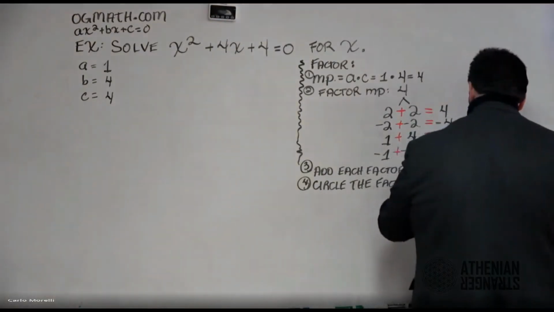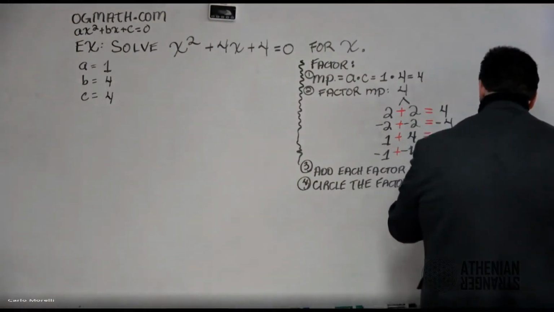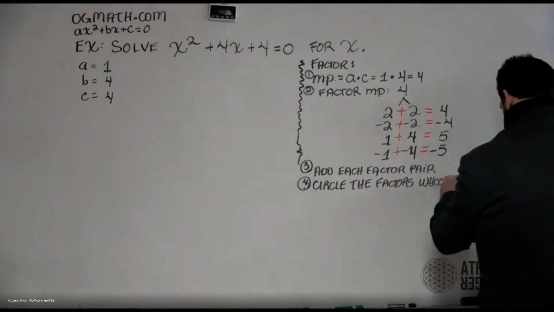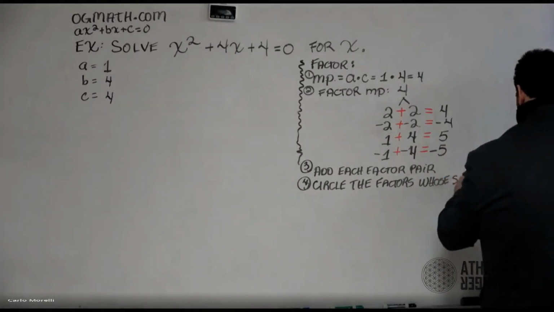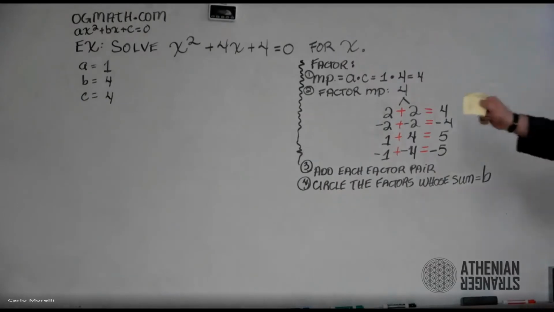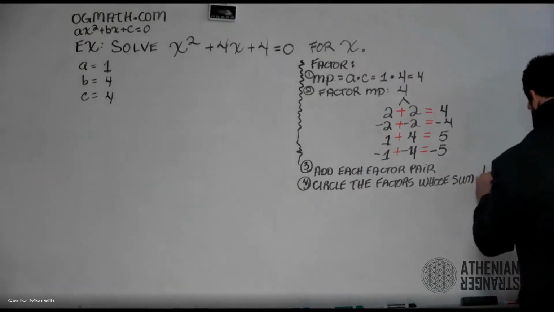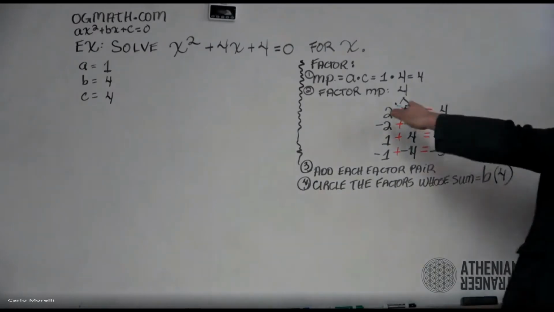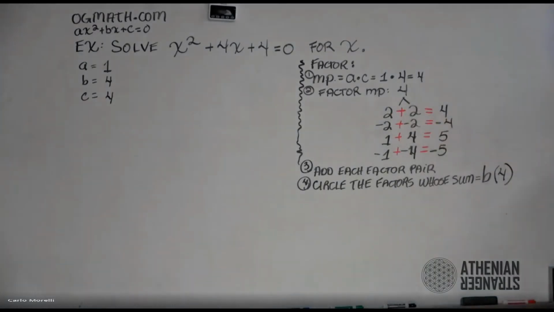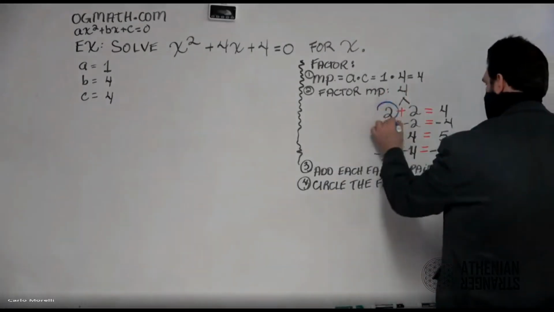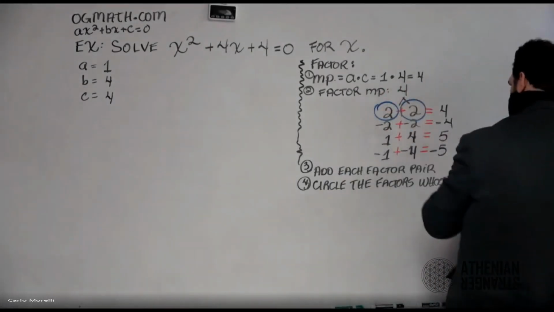Whose sum equals B. That's equal. B is 4. So it's the first row, right? Okay. Circle them.